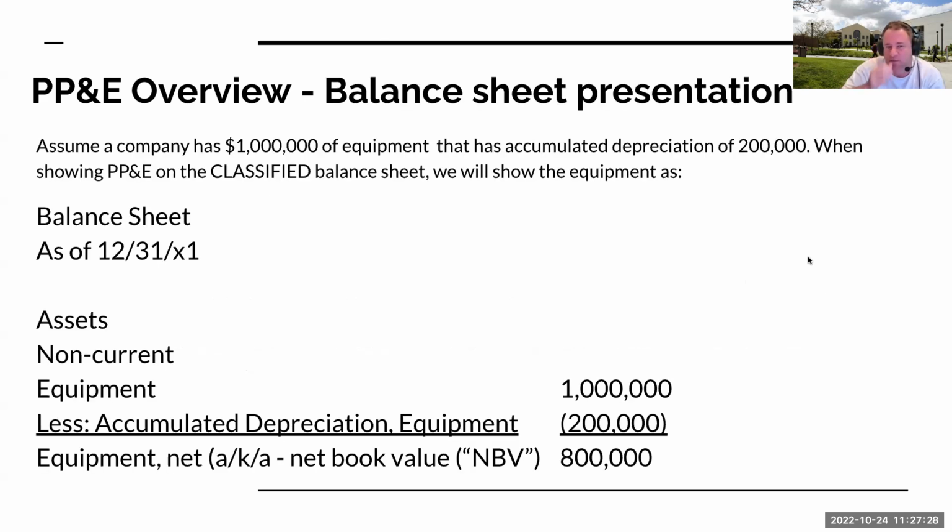How does this look on the balance sheet? Assume that a company has $1 million of equipment with accumulated depreciation of $200,000. When showing property, plant, and equipment on a classified balance sheet, we show our assets under non-current assets. We show equipment, then less accumulated depreciation on that equipment, which gives us equipment, net. That means the equipment less the accumulated depreciation. This is also referred to as net book value, the carrying value of the equipment on our balance sheet.